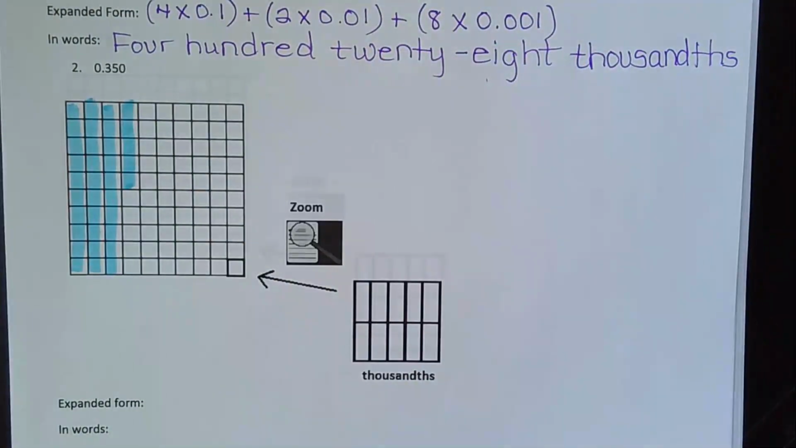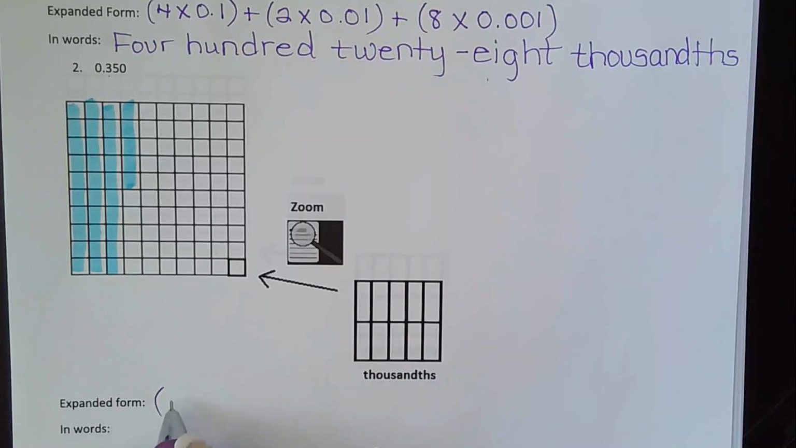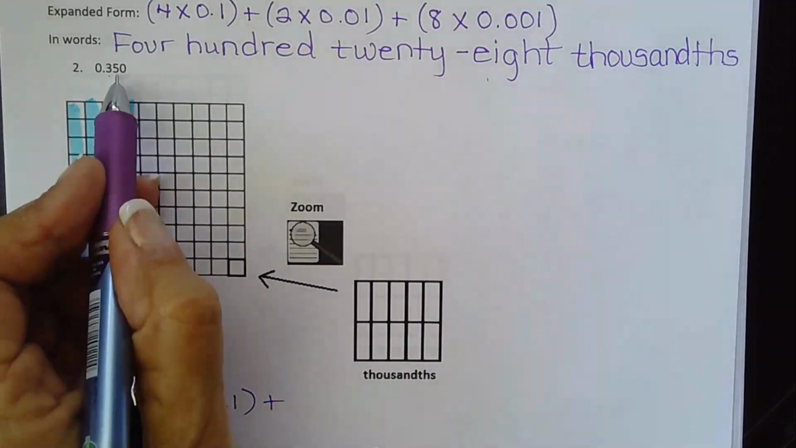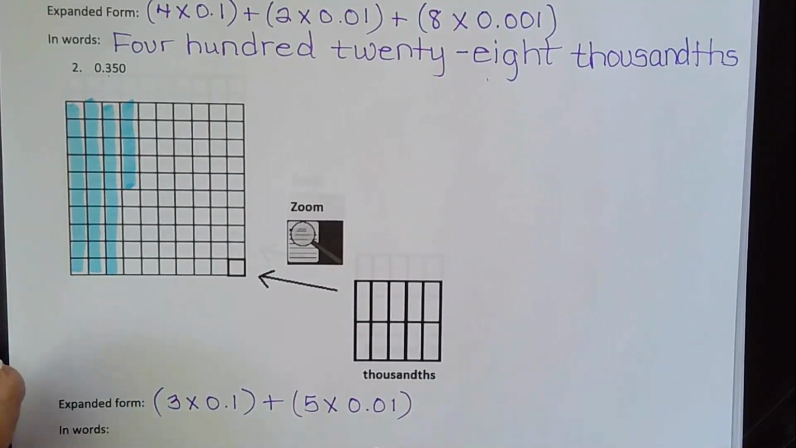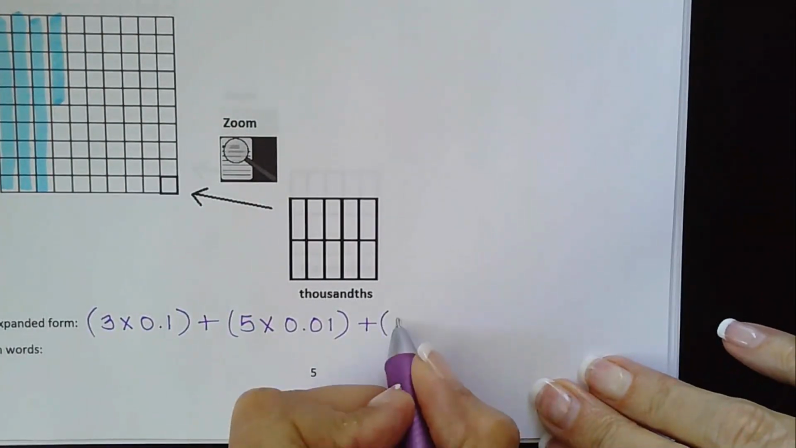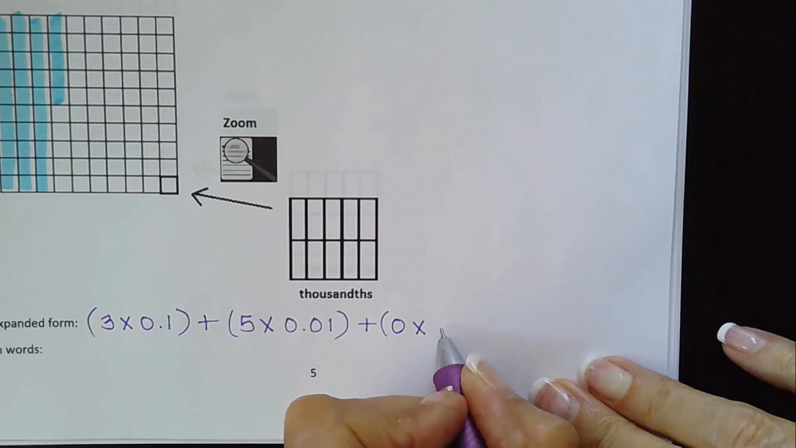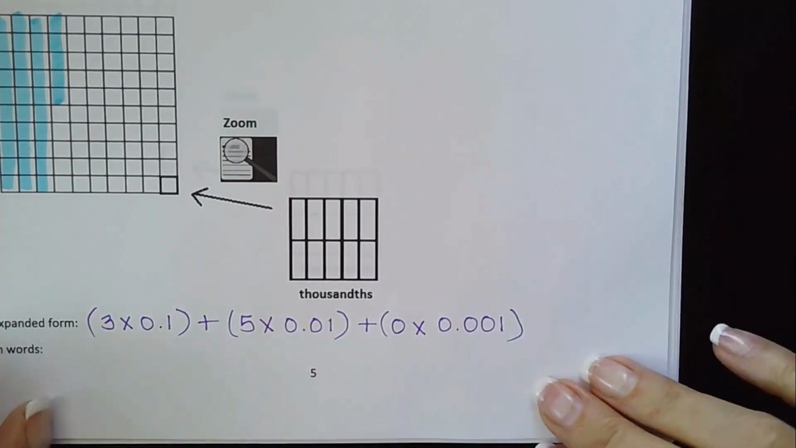350 thousandths. So expanded form will be 3 is in the tenths place, so we do 3 times 1/10 plus 5 is in the hundredths place, so 5 times 1/100th. And then 0 is in the thousandths place, so plus 0 times 1/1,000th. So 1,000 has 3 decimal places, so 3 places.